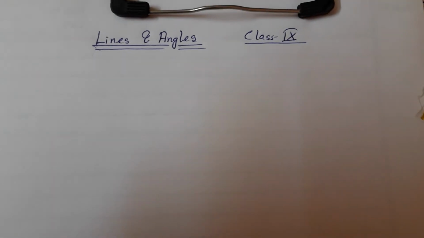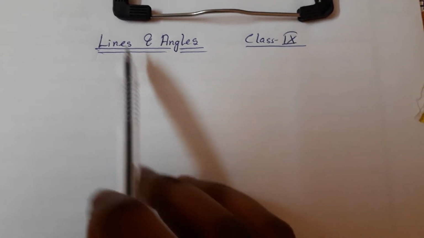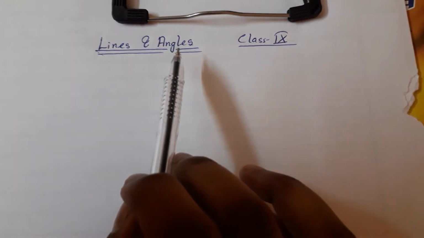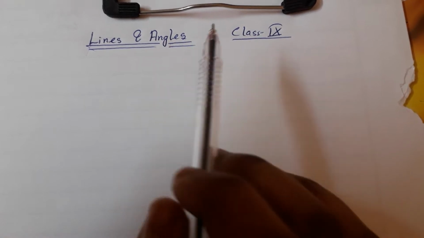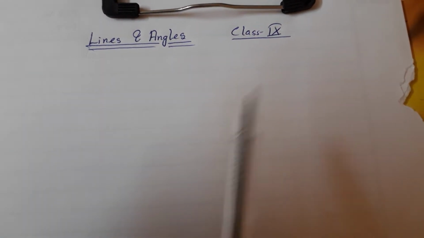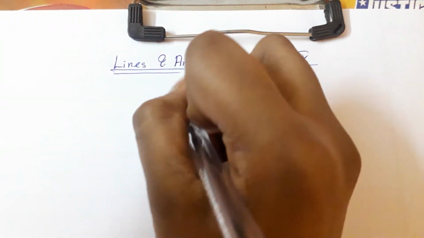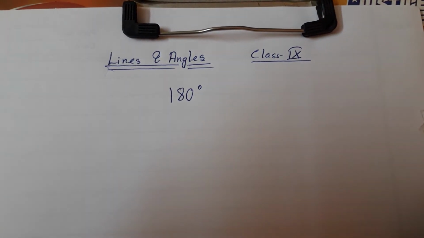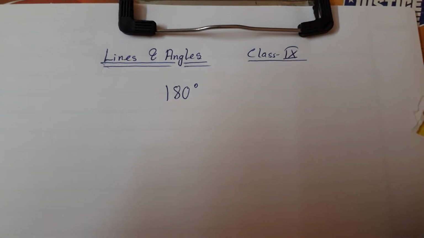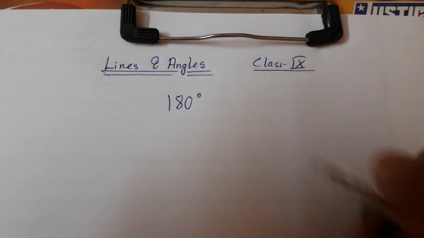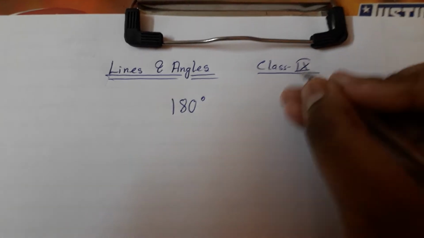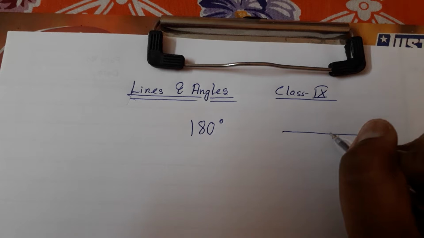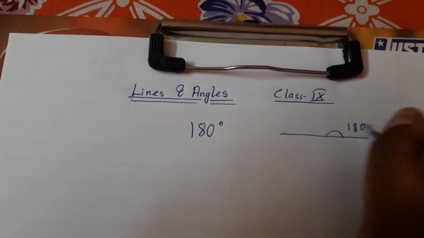Okay, so let's start. The name of the chapter is Lines and Angles. You already have some knowledge about 180 degrees. We all know that the sum of all the angles of a triangle is 180 degrees, and we also identify 180 degrees as a line. If this is a straight line, then this angle is your 180 degrees.